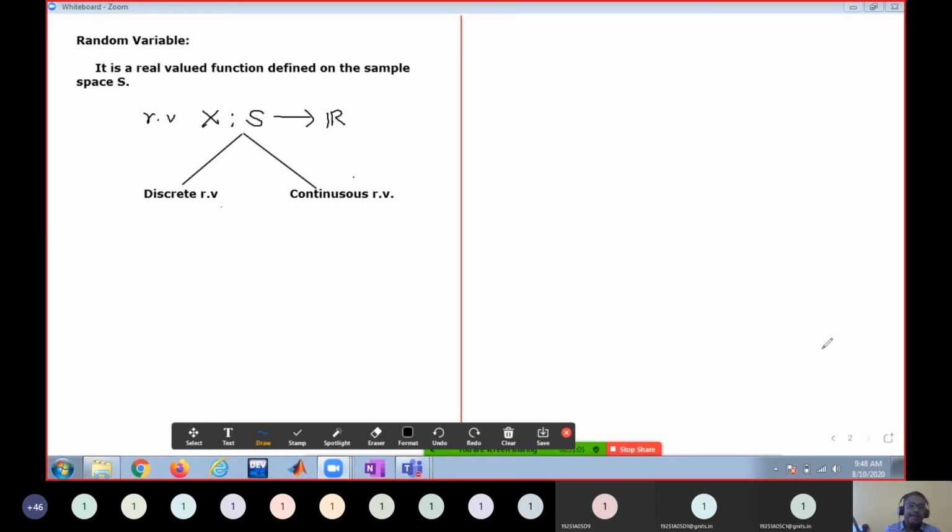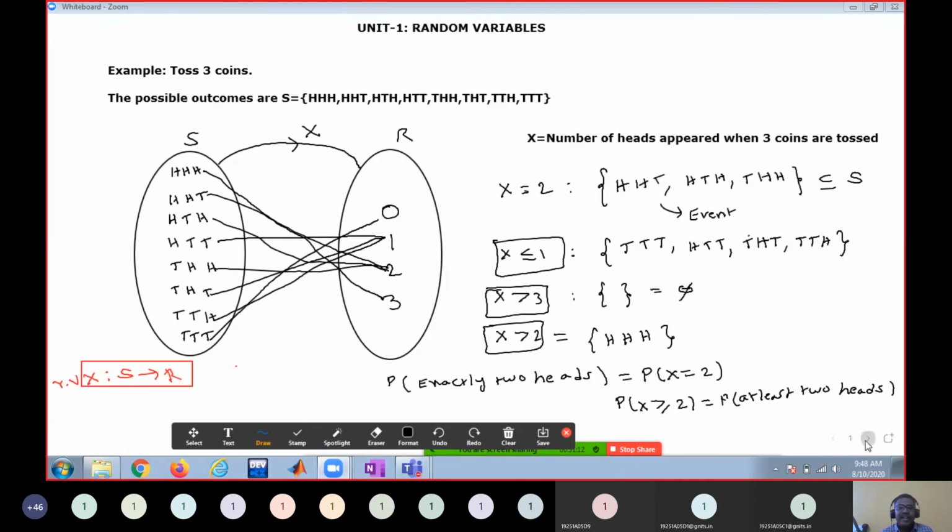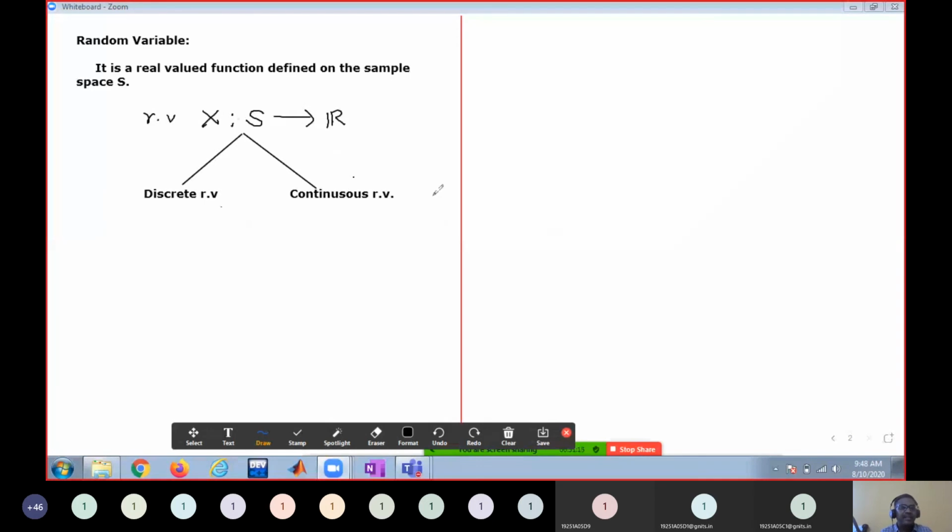Now I said this random variable generally denotes an event, right? So what are the kinds of events? What kind of events can you see?